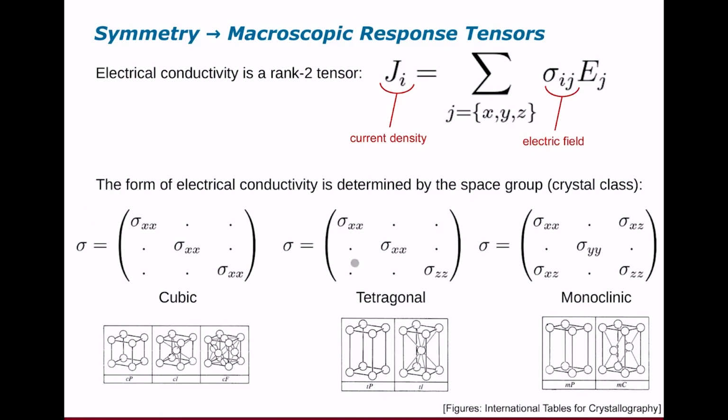In the tetragonal system that I just mentioned, the two in-plane components are equal, so sigma XX and sigma YY are equal to each other, but the out-of-plane component, sigma ZZ, is different.